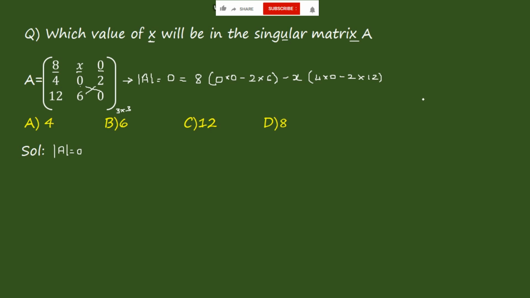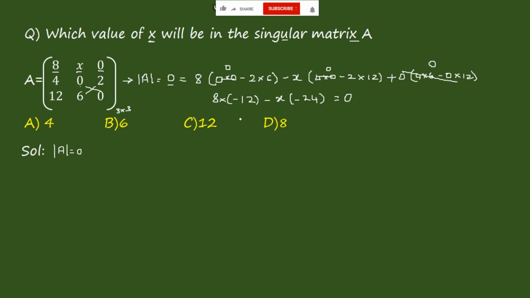And the next term is 0. So it becomes plus 0 into again a 2 by 2 matrix, 4 into 6 minus 0 into 2. Here we are multiplying with 0, so this one is nothing but 0. And this is also 0. So it becomes 8 into minus 12, minus x into minus 24, is equal to 0.